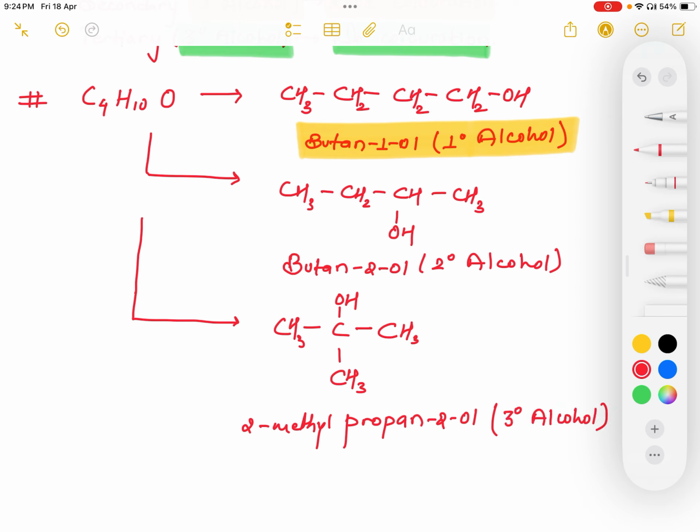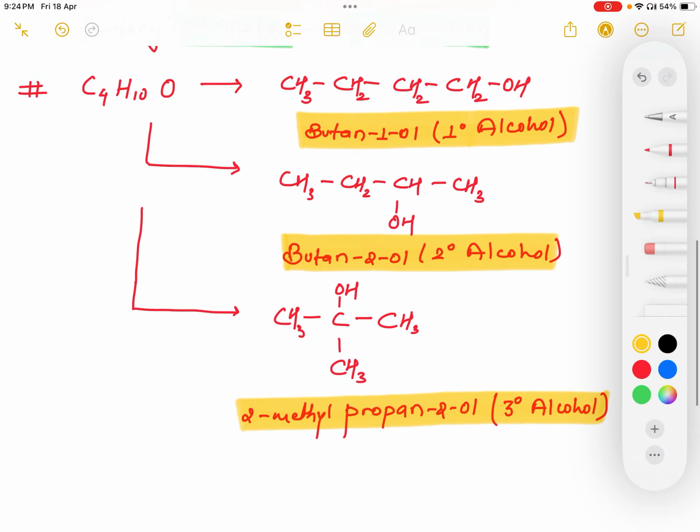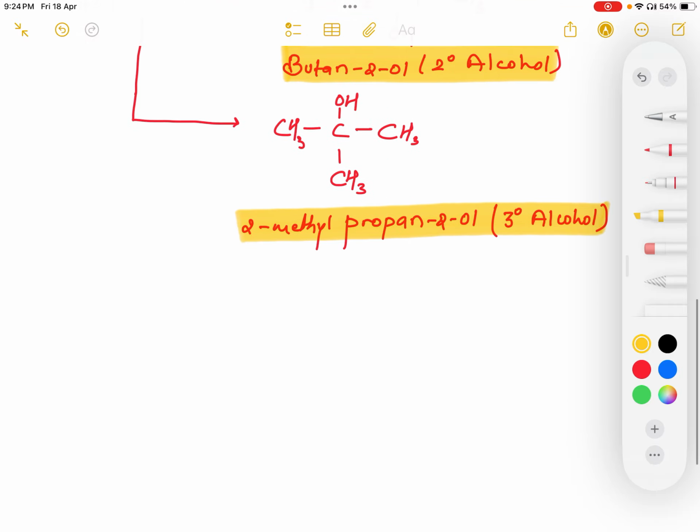So basically, the Victor-Meyer test will help us to identify the isomers of alcohol, that is, the 1 degree, 2 degree, and 3 degree isomers of alcohol. Let's move on. How shall we go for the test, or how shall we identify them? Let me go through 1 degree, 2 degree and 3 degree one by one.